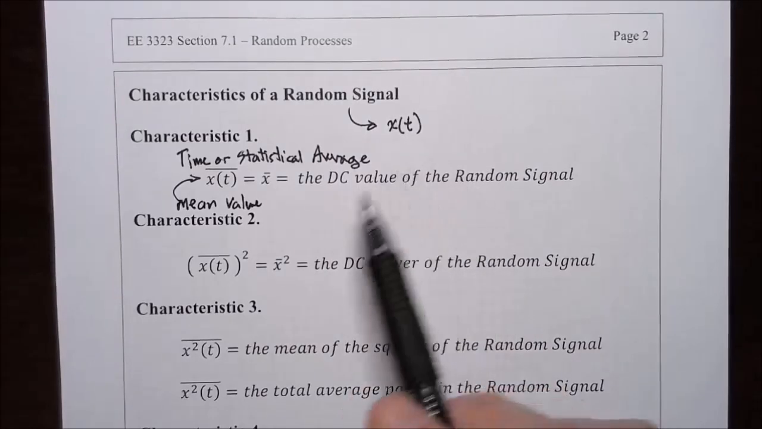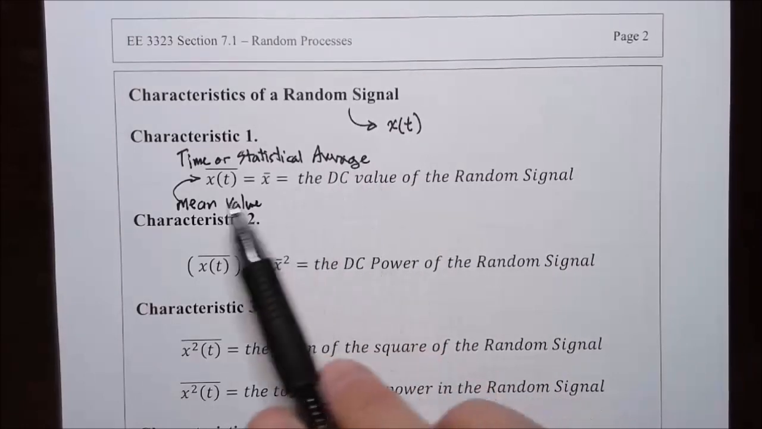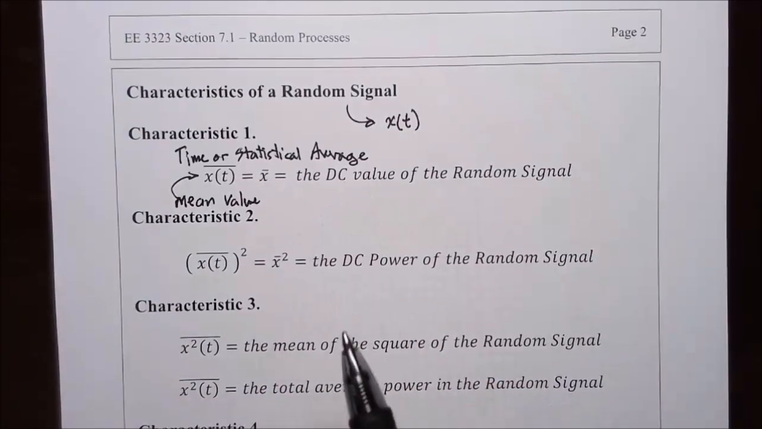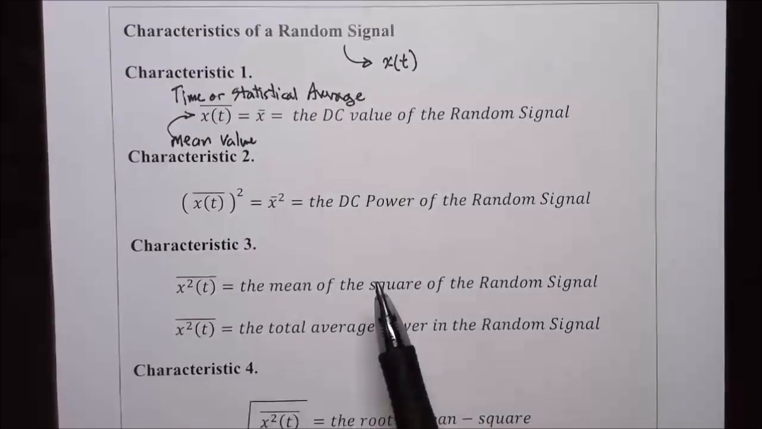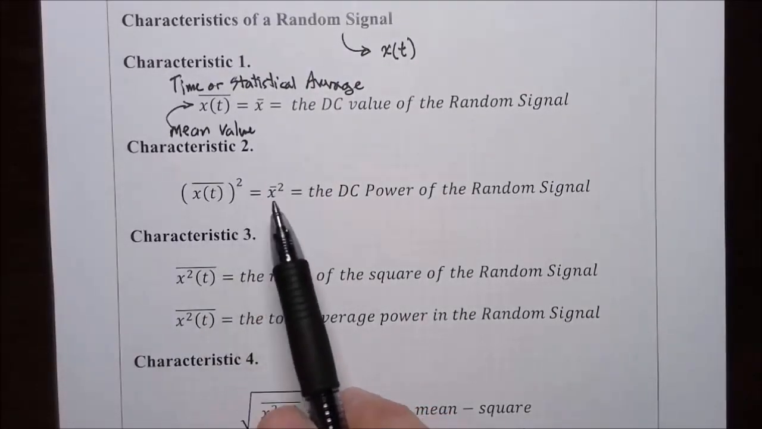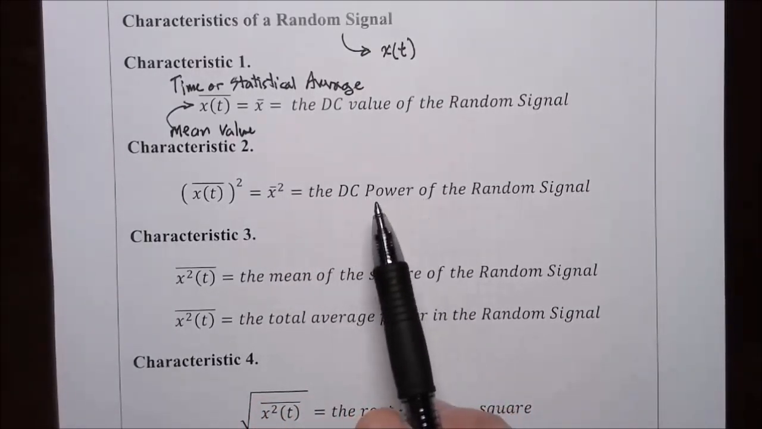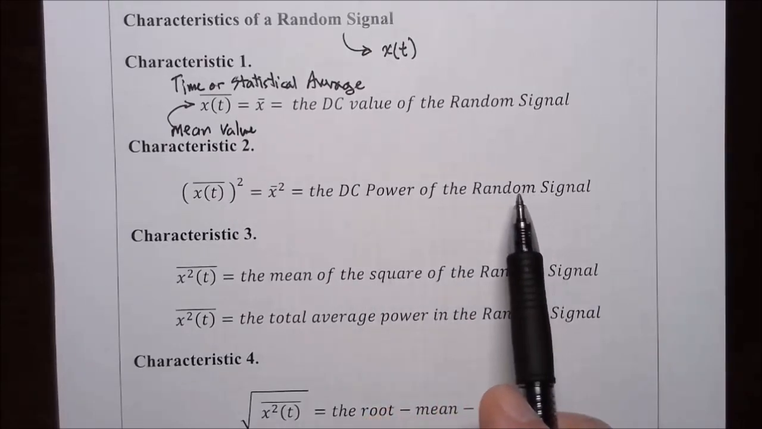The mean value is the average value, and it is also the DC value of the random signal. So if we have a signal that varies, but it has a DC offset value, this will give us the DC value. Second characteristic, if we take the average value and square it, so this is the mean value squared, this will be the DC power in the random signal.